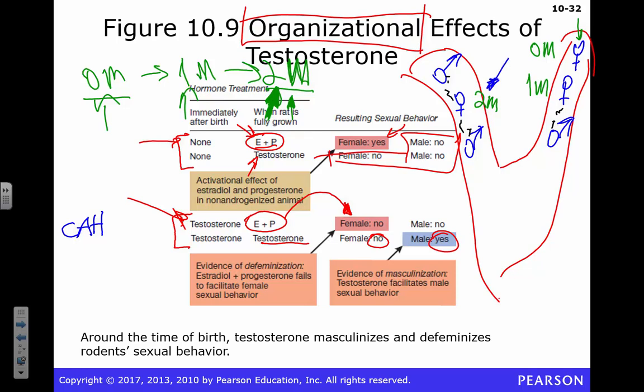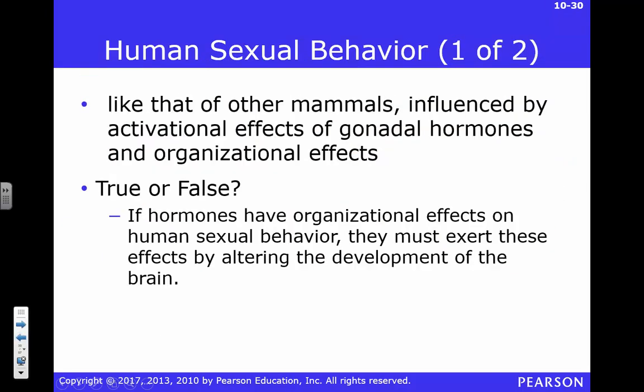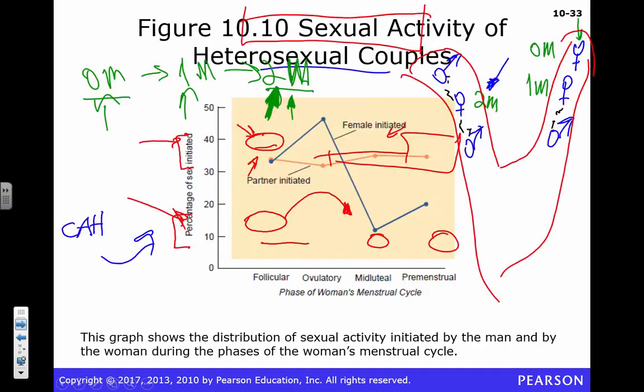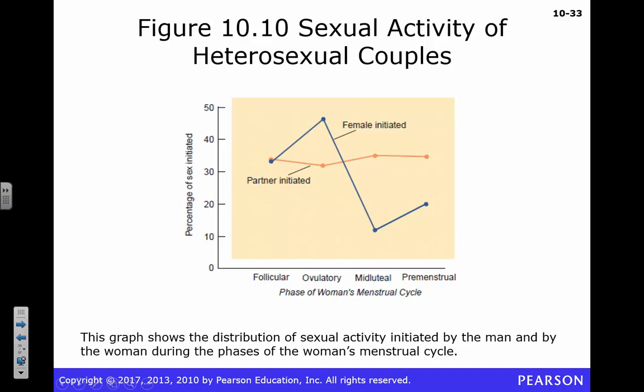And what we see with individuals who have CAH is also an increase in aggressive behavior. Later we'll talk more about testosterone, its influence on aggression, but also, again, that slight increase in the likelihood to identify as homosexual over heterosexual for females. All right.